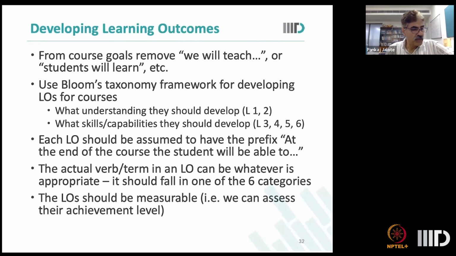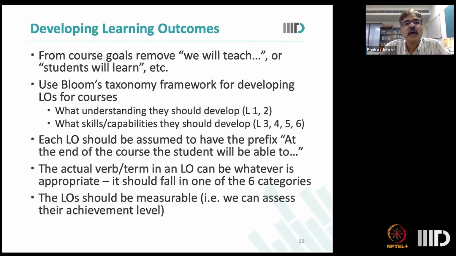So now we've learned what learning outcomes are. We've learned how to state them. We've learned how to apply Bloom's framework for using them. We've seen a bunch of examples. So now when you have to apply it for your own work, let's just discuss a little bit on how you develop the learning outcomes for a course.